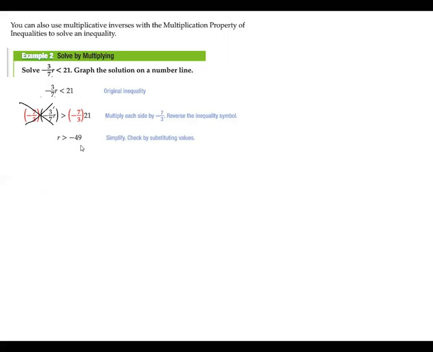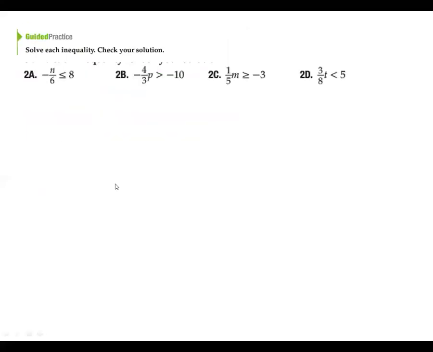Here what you could do is cross-reduce the 21 and the 3 to make it a 7. And then 7 times negative 7 is negative 49. So you plot negative 49 with an open circle and shade the numbers greater than it. And here's the answer in set builder notation. All right, here's a couple for you to try. I'm going to do 2A and 2B. If you want to check 2C and 2D, that's fine. Go ahead and pause the video.